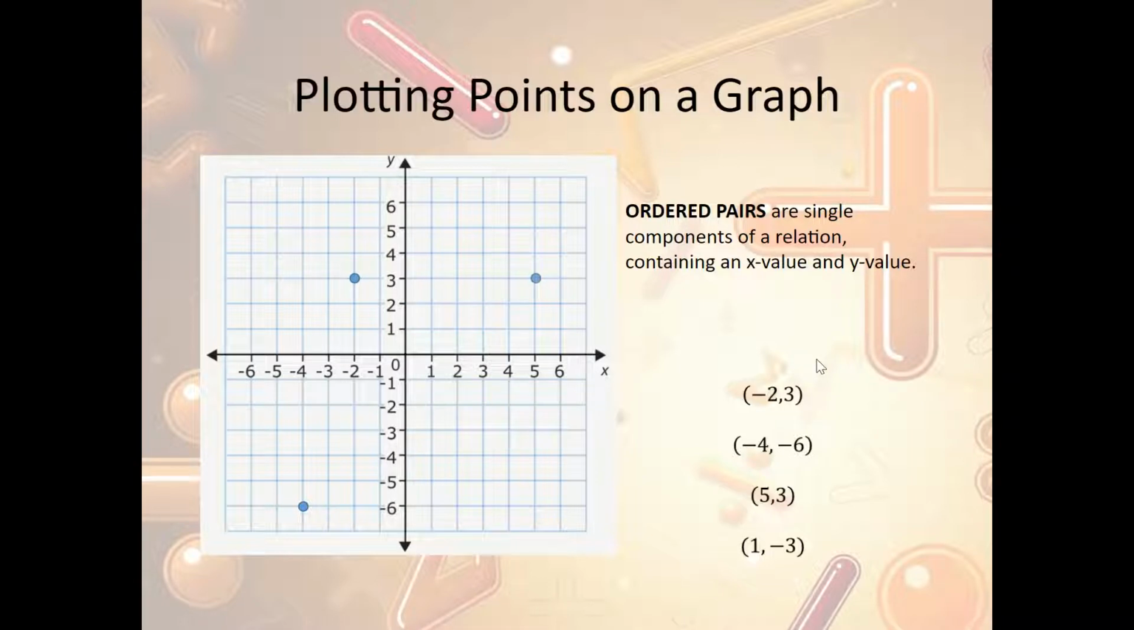And there's that point. And lastly, I have 1, -3. So x is 1, so I'm going to go find 1 on the x-axis, which is here. And -3 on the y-axis, which is here. And I plot that point. And now I have plotted all 4 of these ordered pairs.